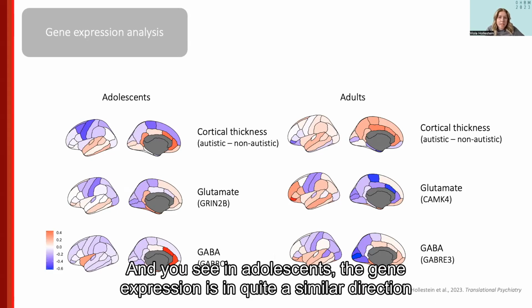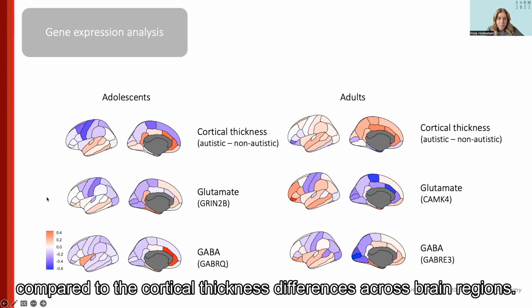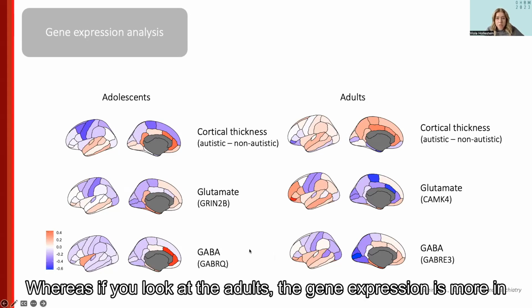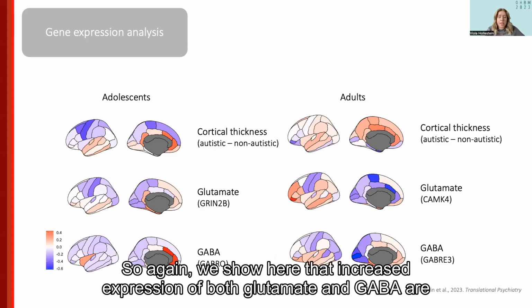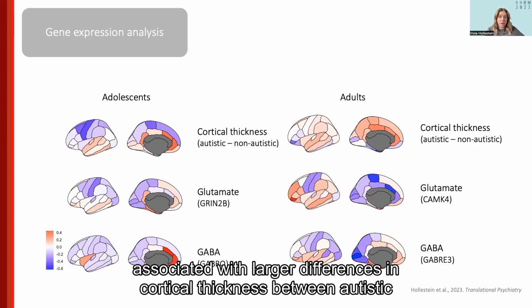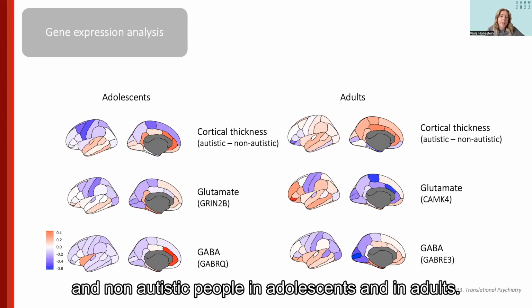And you see in adolescents, the gene expression is in quite a similar direction compared to the cortical thickness differences across brain regions. Whereas if you look at the adults, the gene expression is more in an opposite direction compared to the cortical thickness differences. So again, we show here that increased expression of both glutamate and GABA are associated with larger differences in cortical thickness between autistic and non-autistic people in adolescents and in adults.